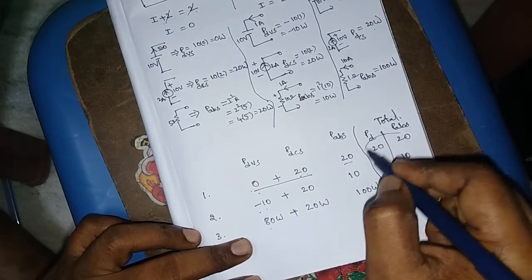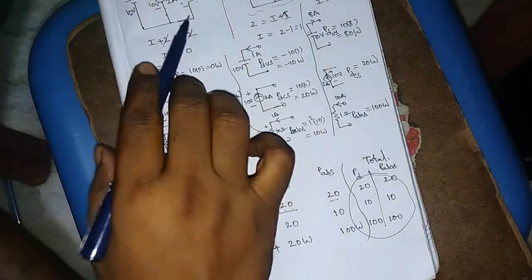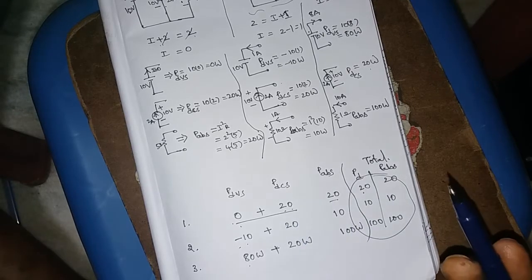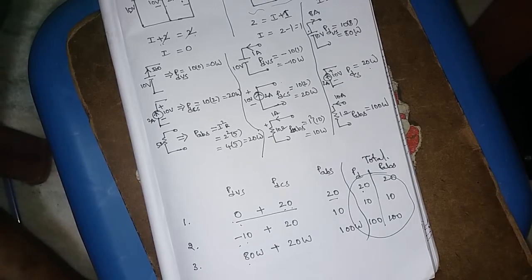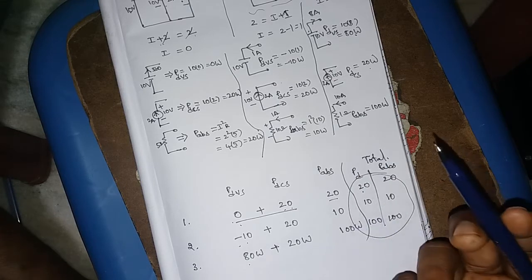So now from this table, what you can say? This is the conclusion. That is, in any network, power delivered is equal to power absorbed. Who delivered the power? The source delivered the power. The source may be either voltage source or current source. And power absorbed is the resistor. So hence what you can conclude in the sense, in any network, the power delivered by the voltage source or current source is equal to power absorbed by the resistor or power absorbed by the load.